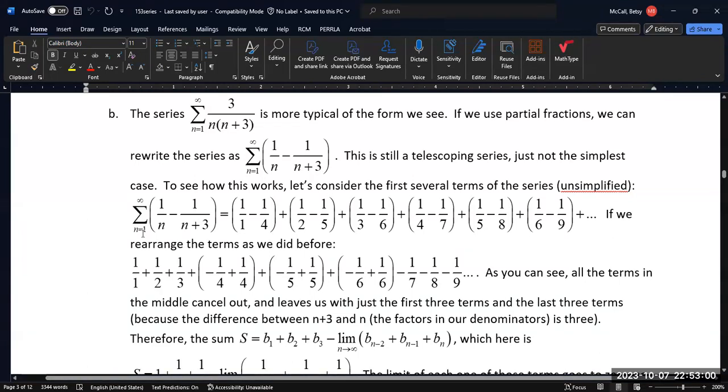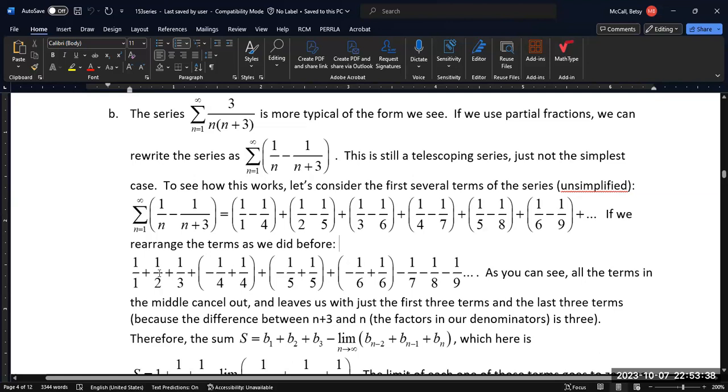If I start with n equals 1, I get 1 over 1 and then 1 over 4. Then plug in n equals 2, I get 1/2 and then 1 over 5. If I plug in n equals 3, I get 1/3, and 3 plus 3 is 1 over 6. And so on and so forth: 1/4 and 1/7, 1/5 and 1/8, 1/6 and 1/9, and so on. You'll notice that the 1 doesn't have a counterpart anywhere, and neither does the half or the 1/3. But when you get to the 1/4, there was a minus 1/4 up here.